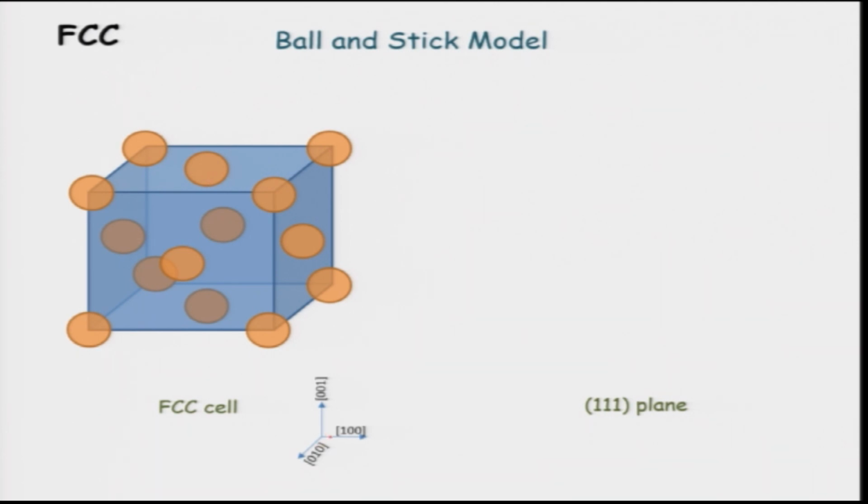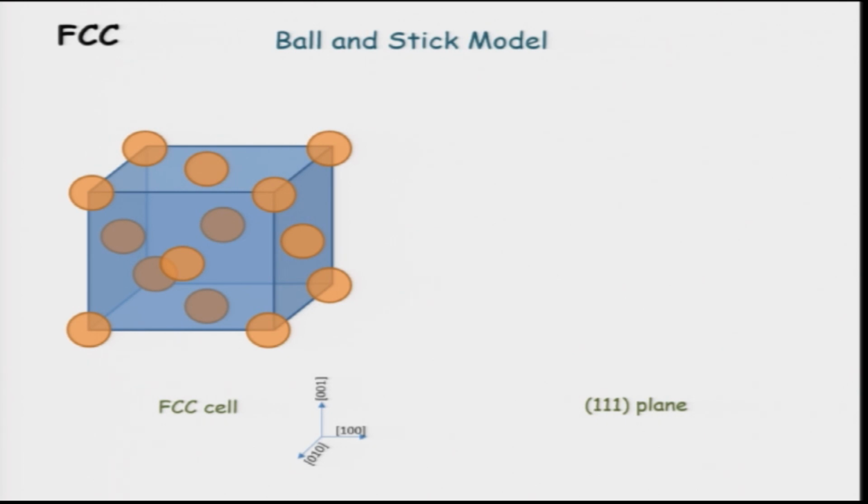Here the x, y, z axes are defined. So, this is the x, this is y and this is the z. This is how we have defined them, and you can assume that the center lies over here at this corner. Now, where is the 1 1 1 plane?